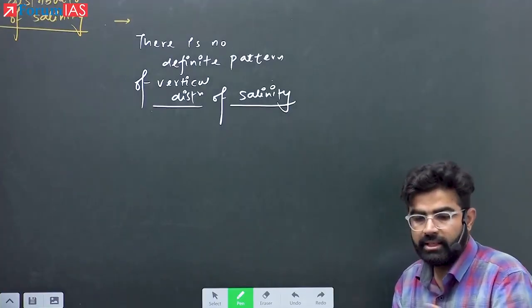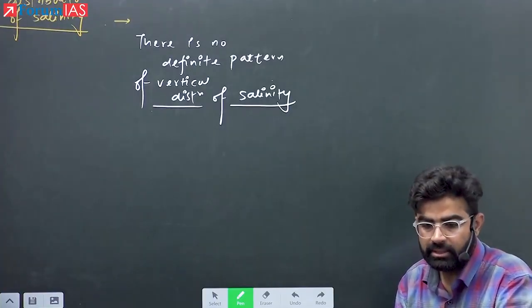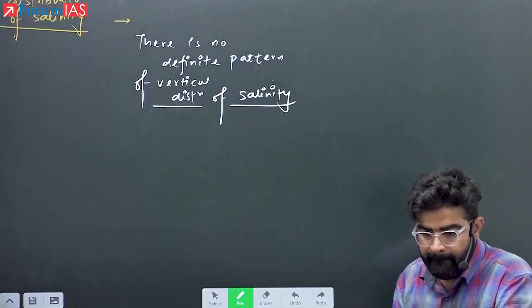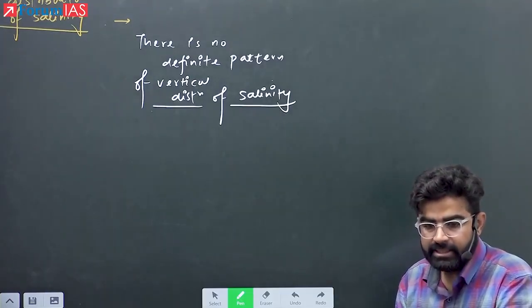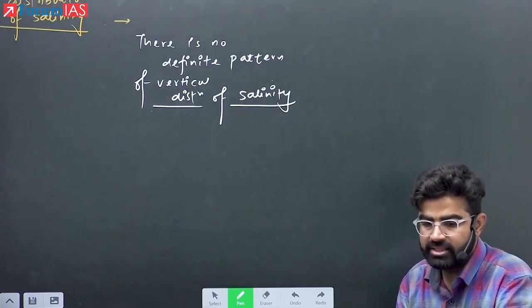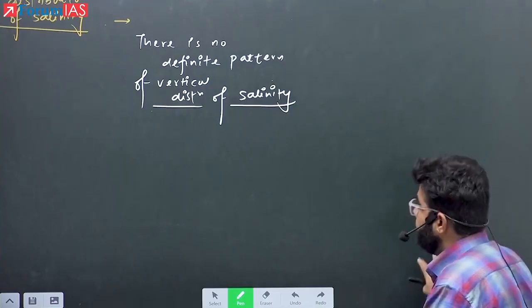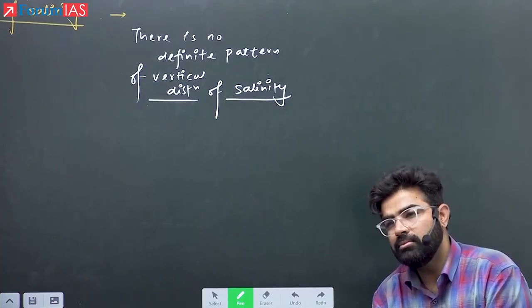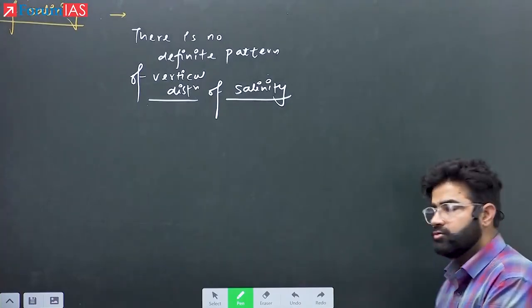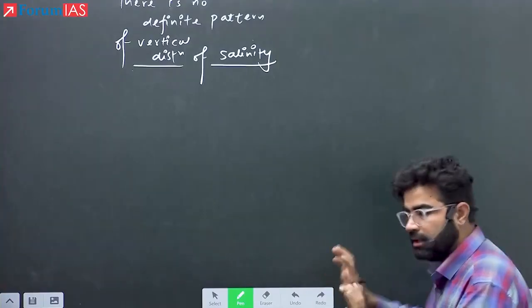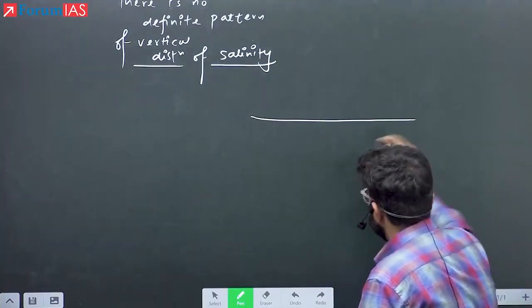Next, in the polar areas, salinity increases with depth. Salinity increases with depth. Why? Now say here, I'm just making this diagram. Do not make it as of now. Just understand first.